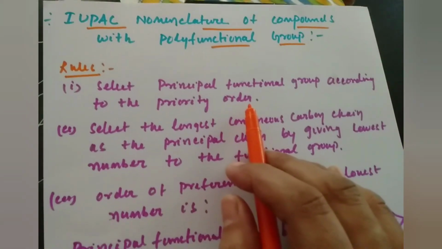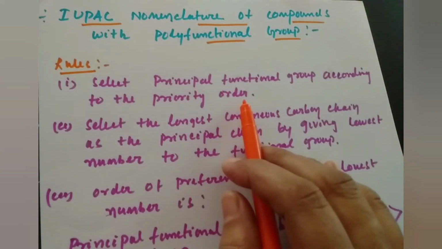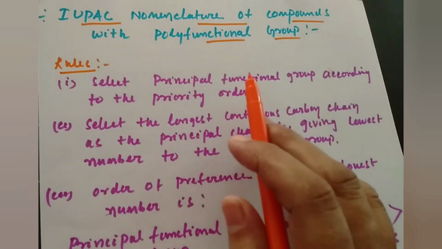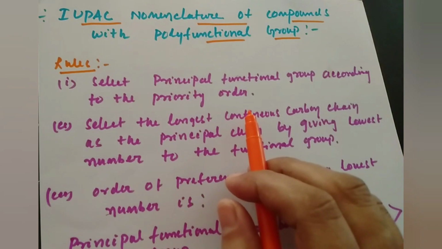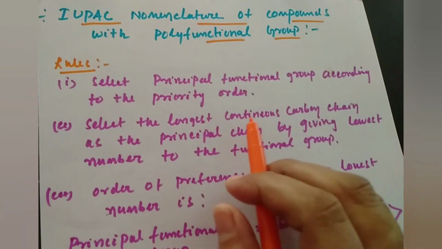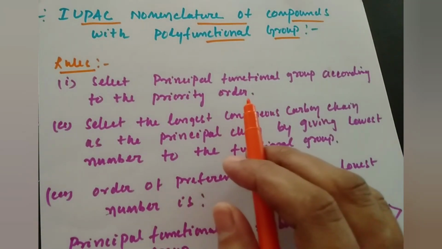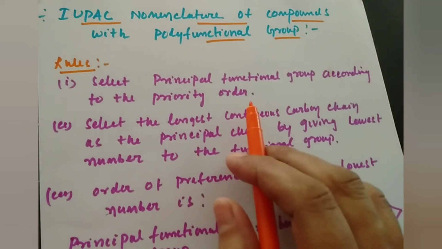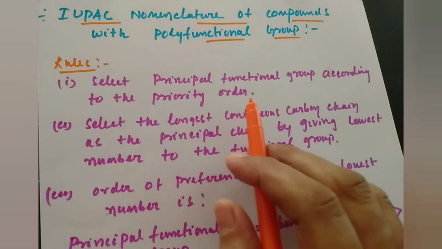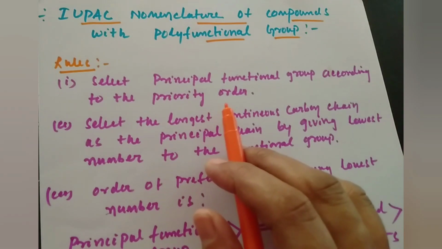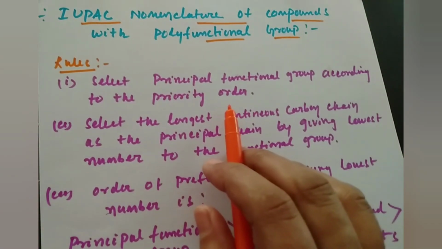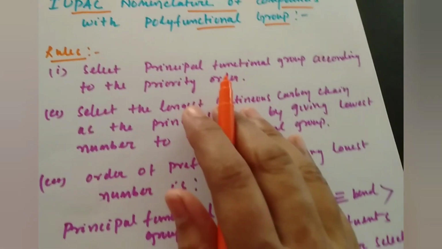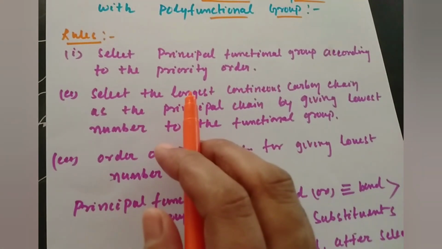जो मैंने last class में आपका part 1 IUPAC nomenclature में दिया था, वहाँ पे functional group का priority order दिया हुआ है. So priority order में जो functional group पहले आएगा, that can be treated as your principal functional group, and other functional groups which come next are treated as your substituents. Okay, we'll take an example and discuss that.